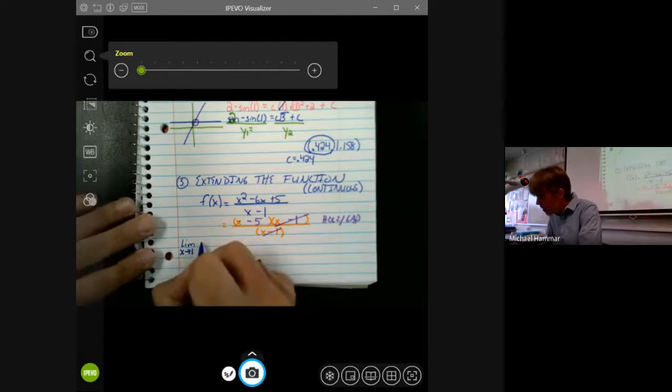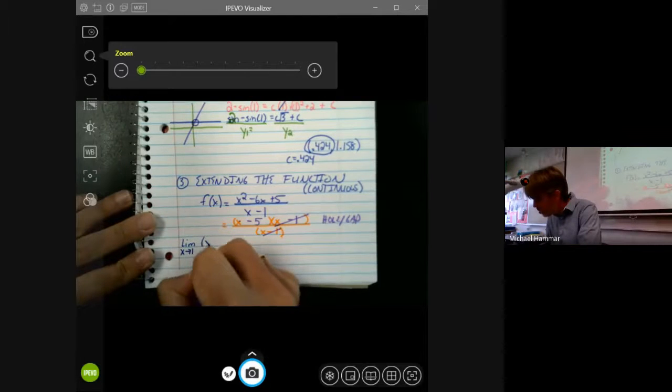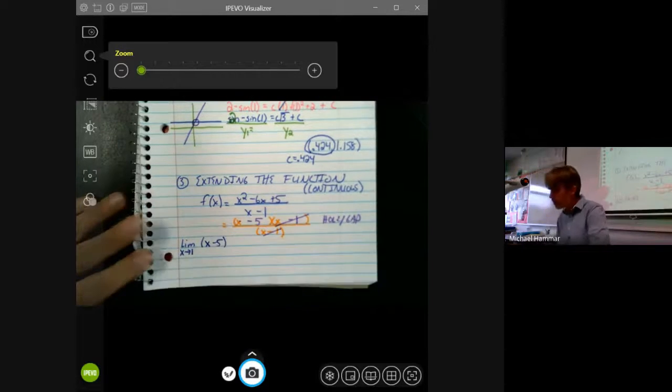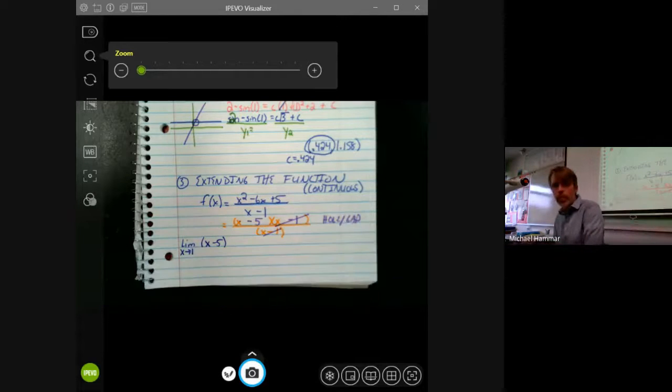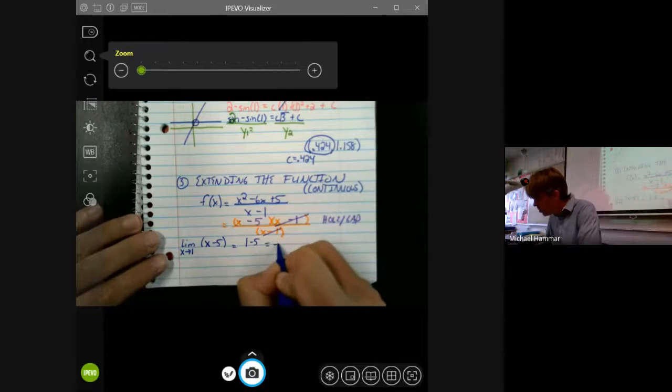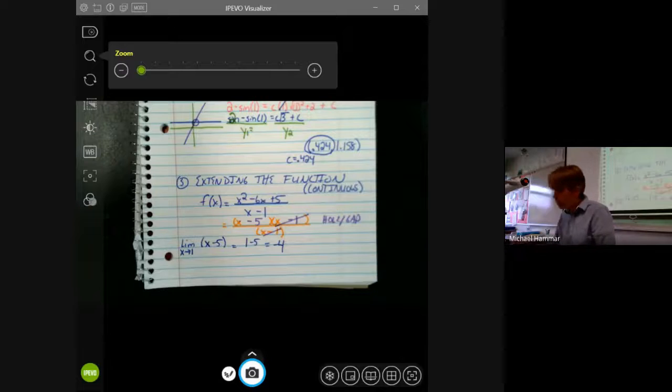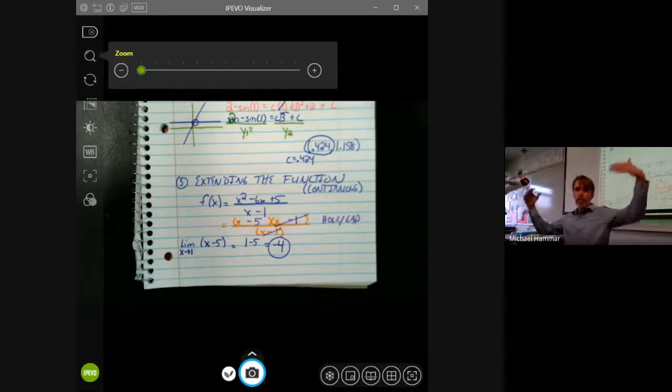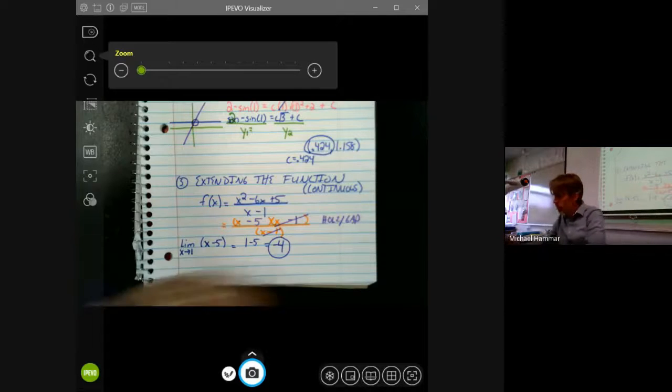But we just did the math, so let's find the limit as x approaches 1 of x minus 5. Because we factored it, we've removed the problem that would give us 0 over 0, and now we have x minus 5. So do direct substitution. 1 minus 5 equals -4. Okay, so we know that as we come from the left, it's -4. As we come from the right, it's -4. If it's going to be continuous, the value has to equal -4.